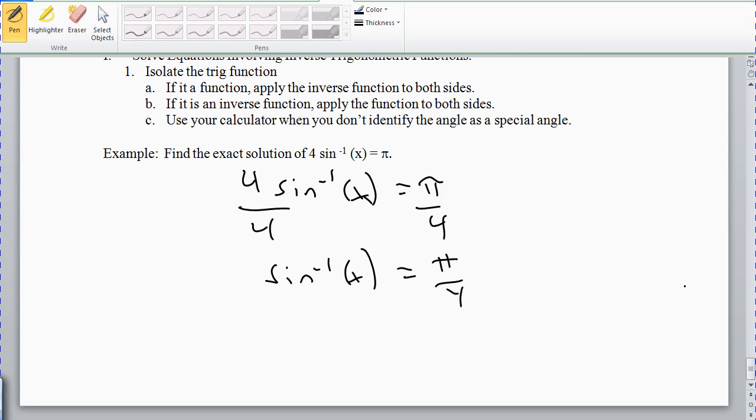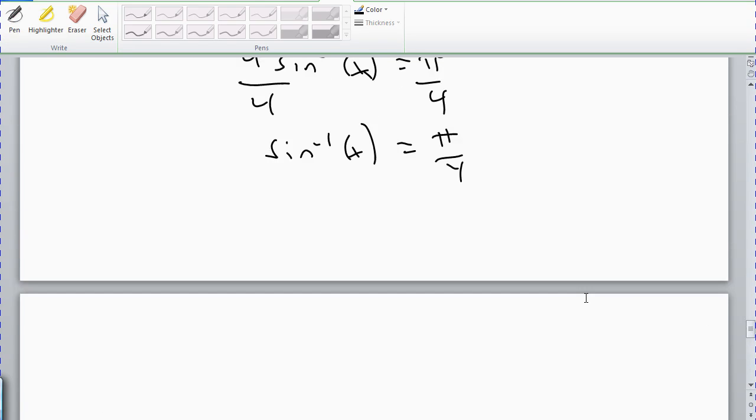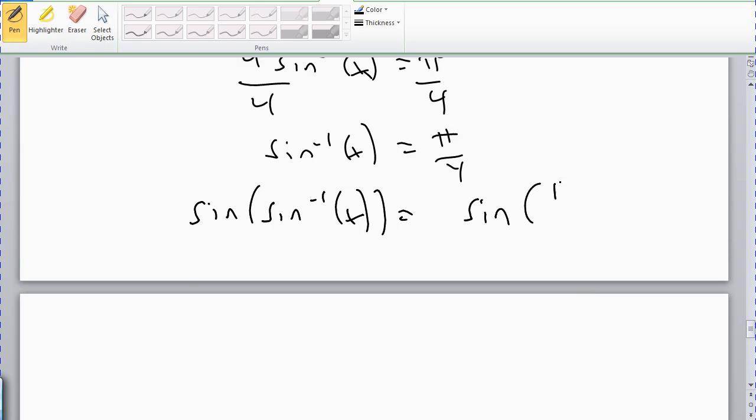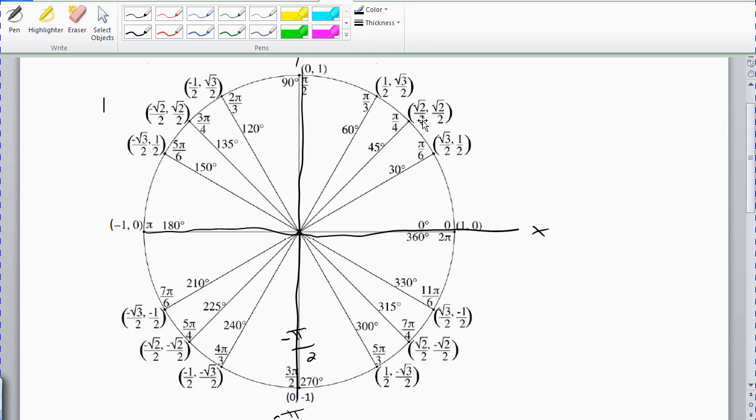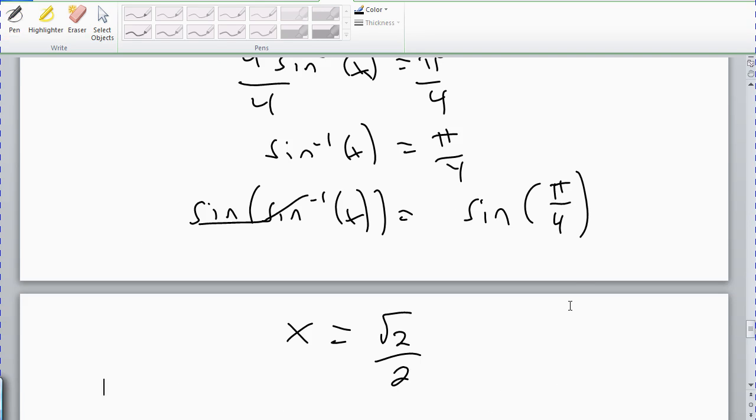The next thing I want to do is take the sine of both sides. These are going to cancel out, leaving the x. And then what is sine of pi fourths? Well, it's 45 degrees. Or, my bad, it's the same as the sine of 45, which is square root 2 over 2. There it is, sine is the y value. And that's it.